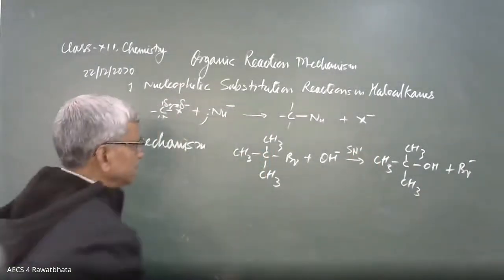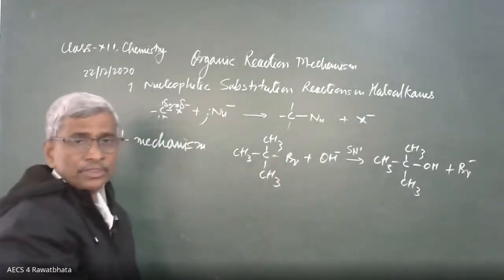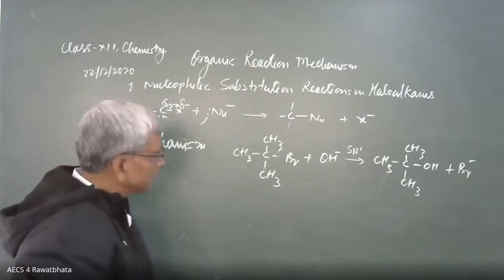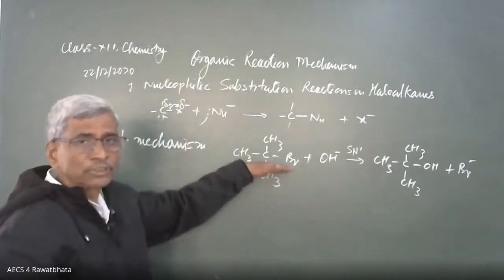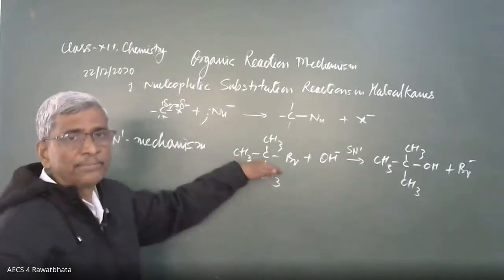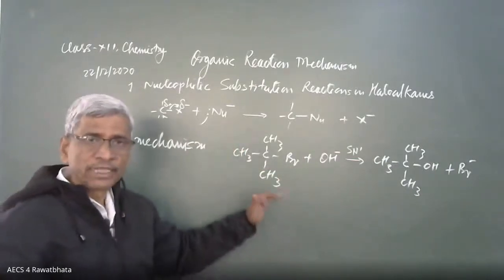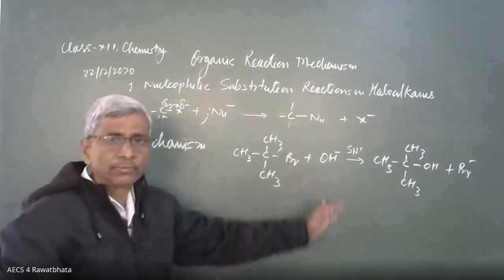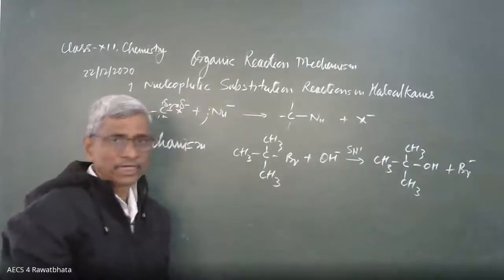Here, due to steric hindrance at this carbon, this OH is not able to approach the carbon from the back side, that is opposite to the halogen Br. Therefore, first it forms a carbocation which is stable, and then it forms the final product in the second step.